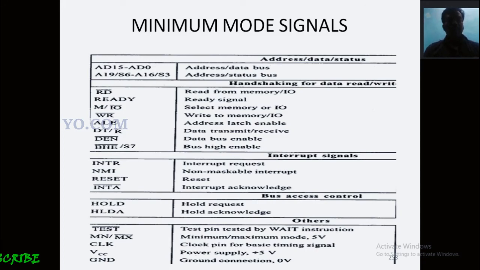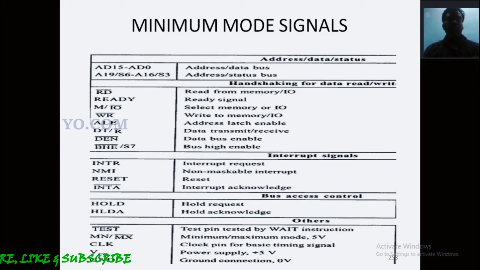Okay, data bus enable. After the read and write operations, the data bus is enabled to carry the data. Next one is bus high enable, or S7, that is used to enable the higher 8 bits of the microprocessor data bus. These are the handshaking signals used between the microprocessor and other devices.